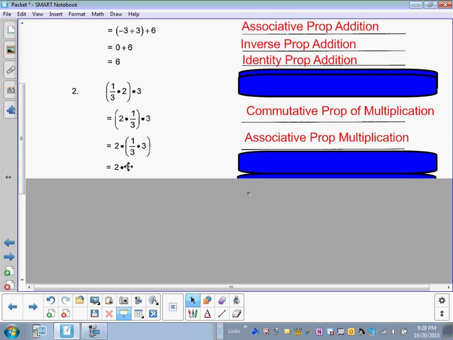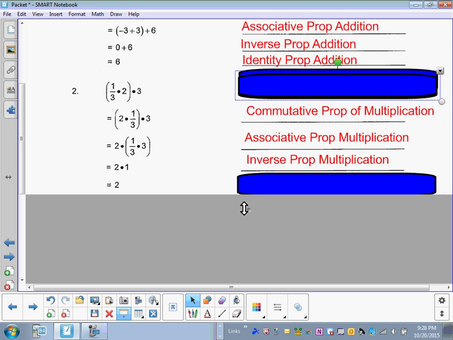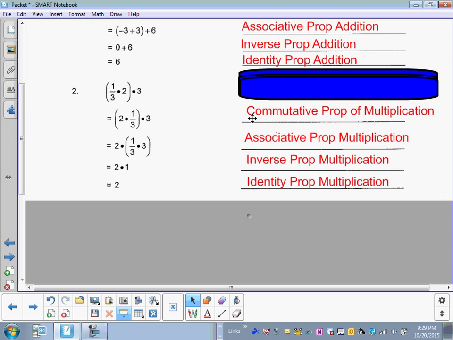In the next step, we took 1/3 times 3. So we took the reciprocal, so that is the inverse property of multiplication. And in the last step, we took 2 times 1, which is an example of the identity property of multiplication.